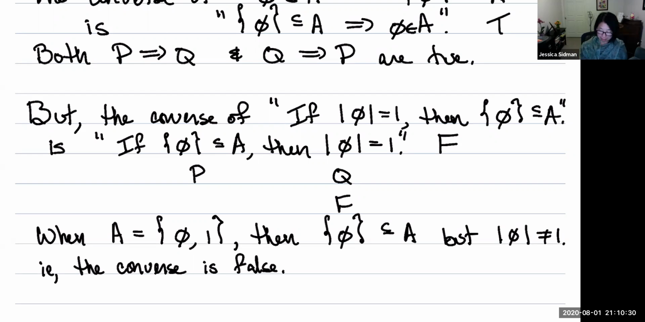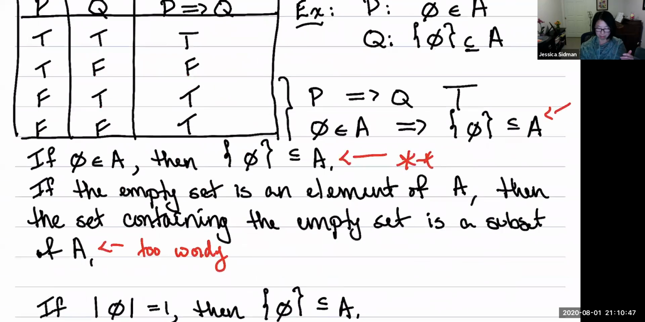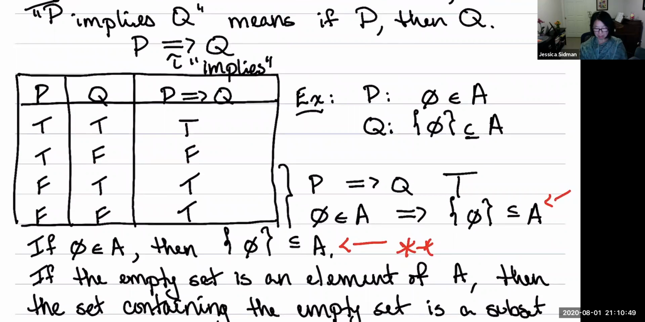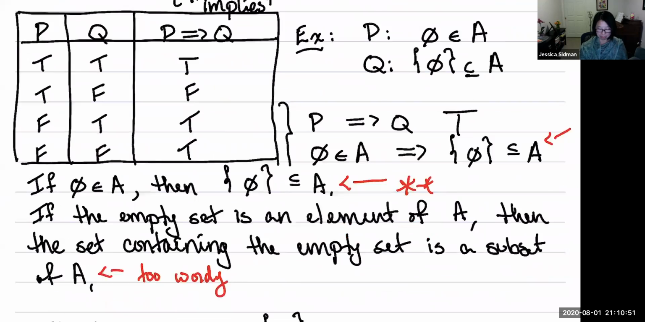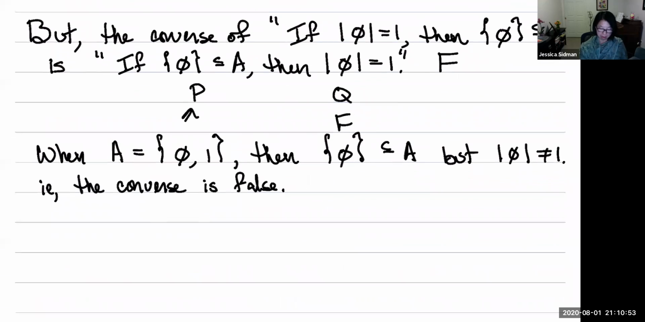And the example I found is an example where this part is true and this part is false. So we're in that second row. If you look back in the truth table, we're in that second row of the truth table, where the premise part is true and the conclusion part is false.